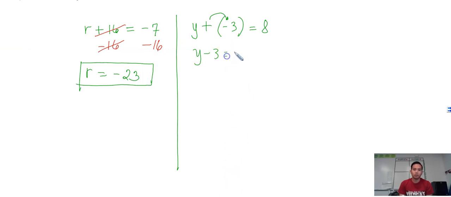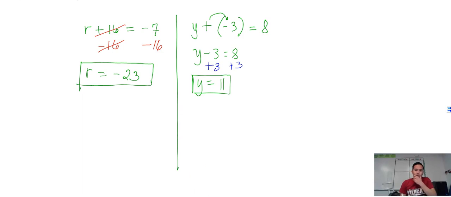Y minus 3 is equal to 8. And then we have to add 3 to both sides because you get the opposite of the negative 3. So plus 3 on both sides. Therefore, your y would give us 11. So the value of y would be 11.